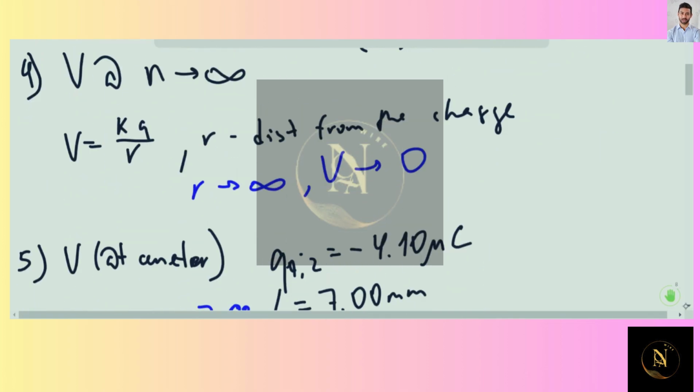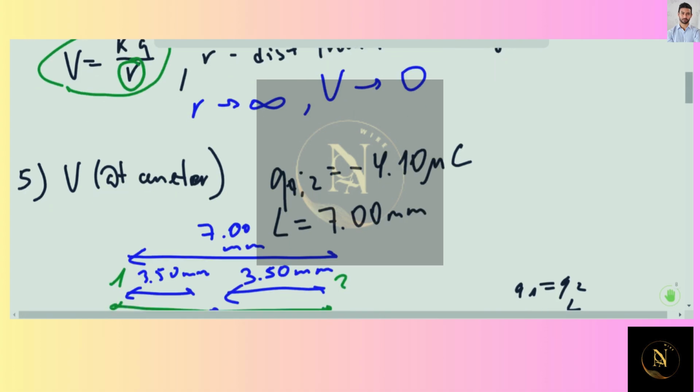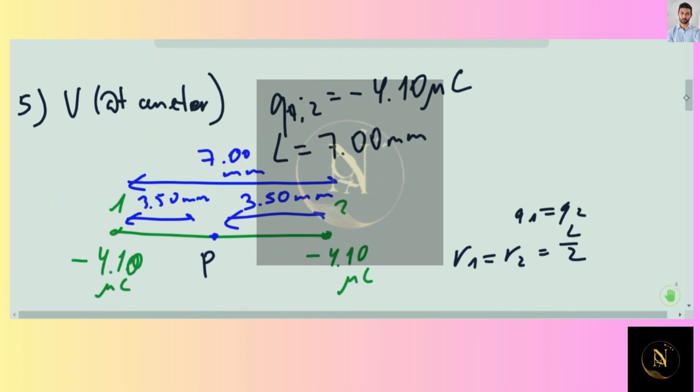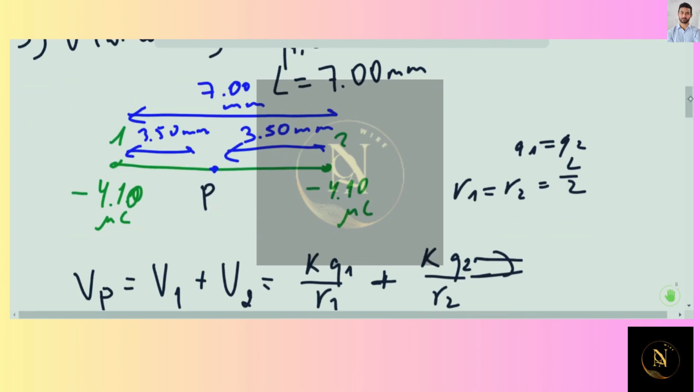Then we have to calculate the potential when distance approaches infinity. When distance is very high, the potential approaches zero because of the formula shown here. So V drops with the growth of r. And lastly, we have to calculate the potential at the center between two point charges, each -4.1 microcoulombs, and the distance is 7 millimeters between these two charges.